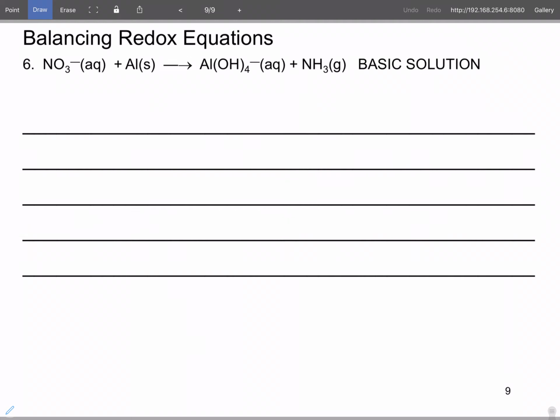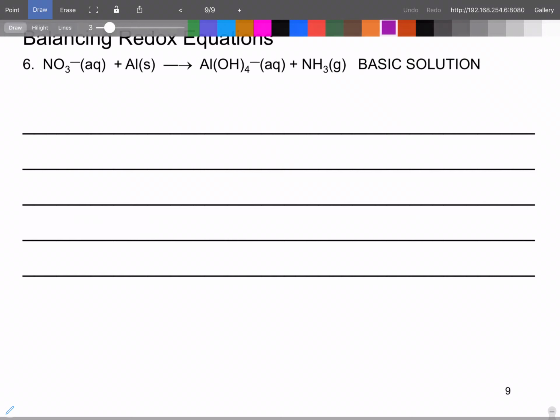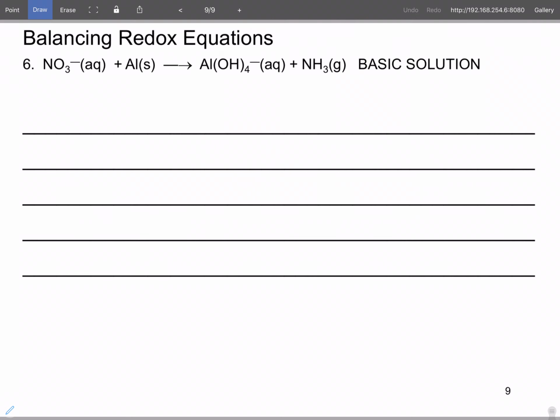The last one we're going to work is another basic. So we'll look at this one. Oh, look, it has nitrogen. And that's probably going to drive me insane, but okay. Nitrogen, NO3 minus goes to NH3. And aluminum goes to aluminum tetrahydroxide. Again, this is a complex, so you just put it in. And I don't want to touch the nitrogen yet.